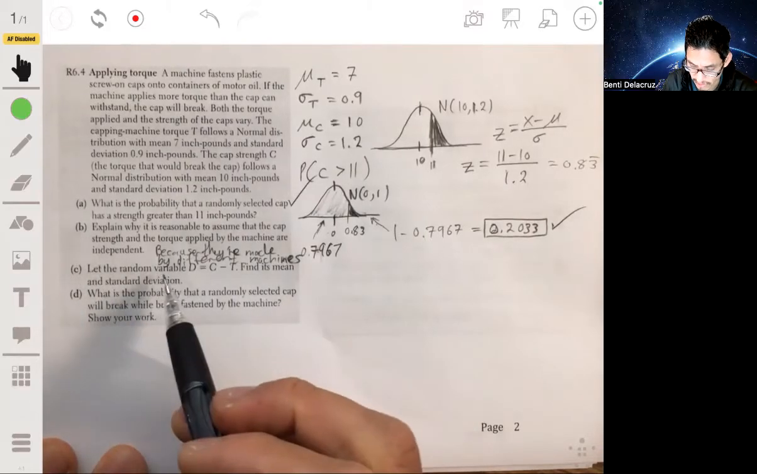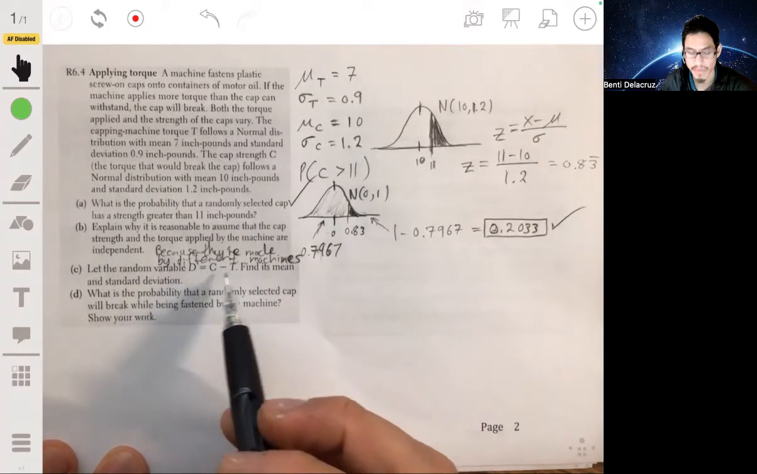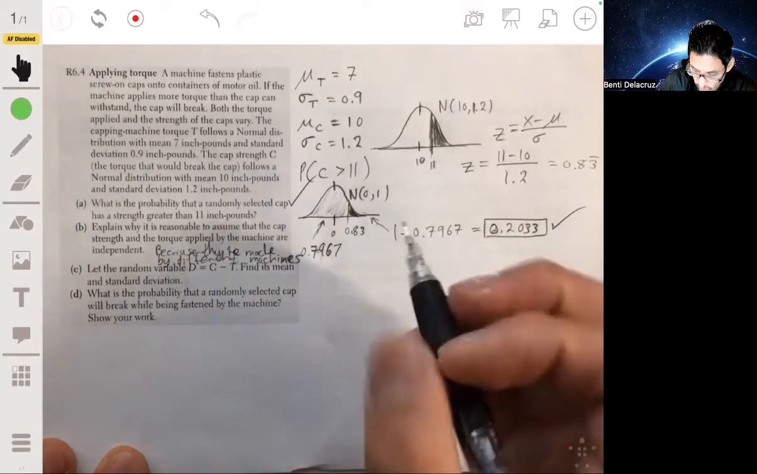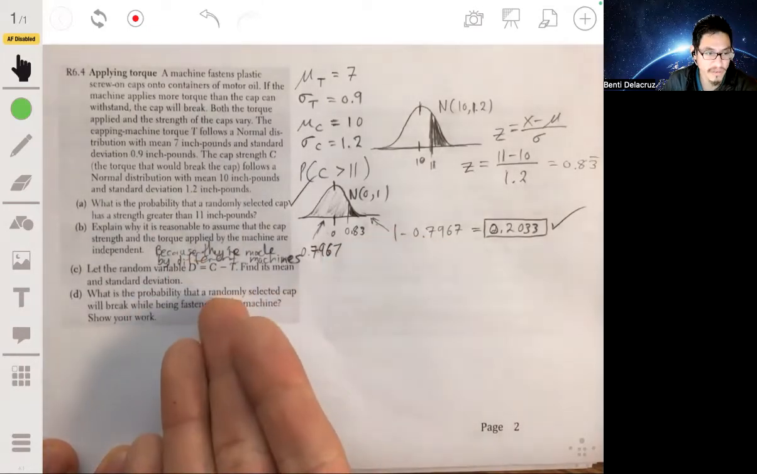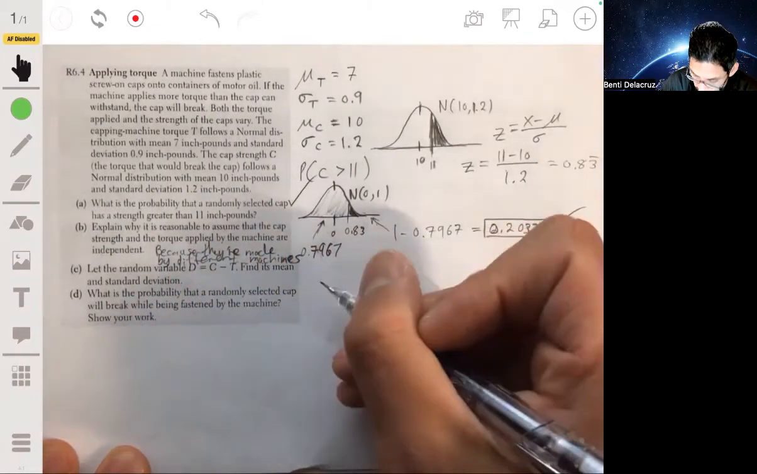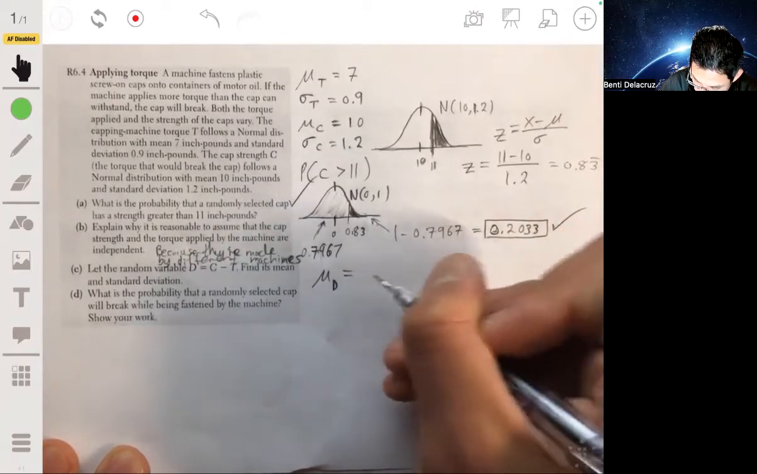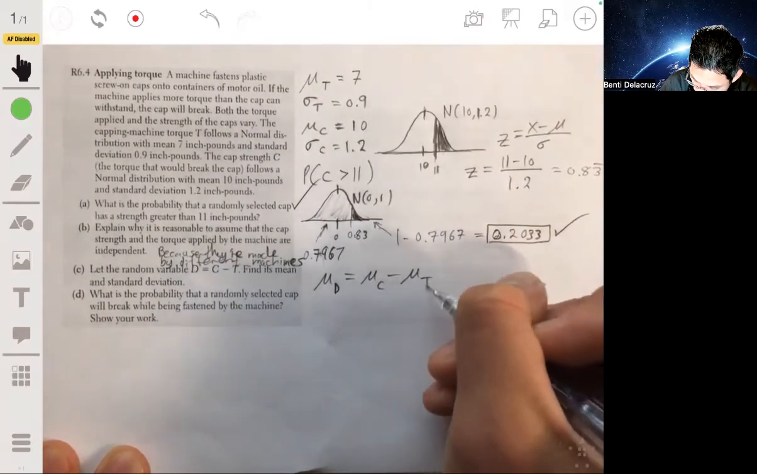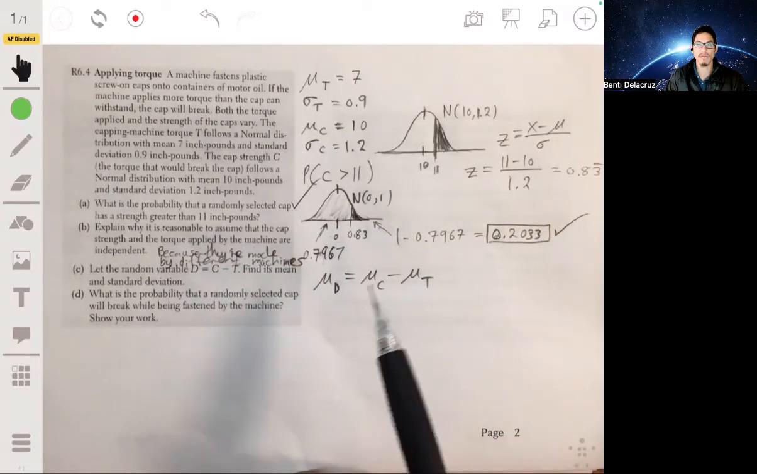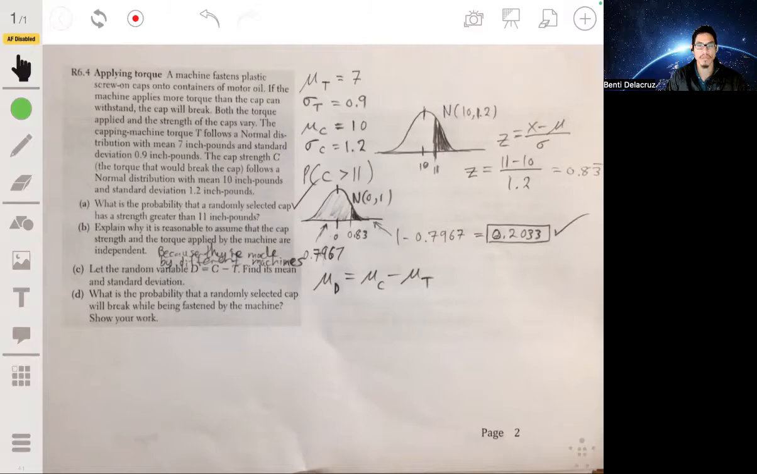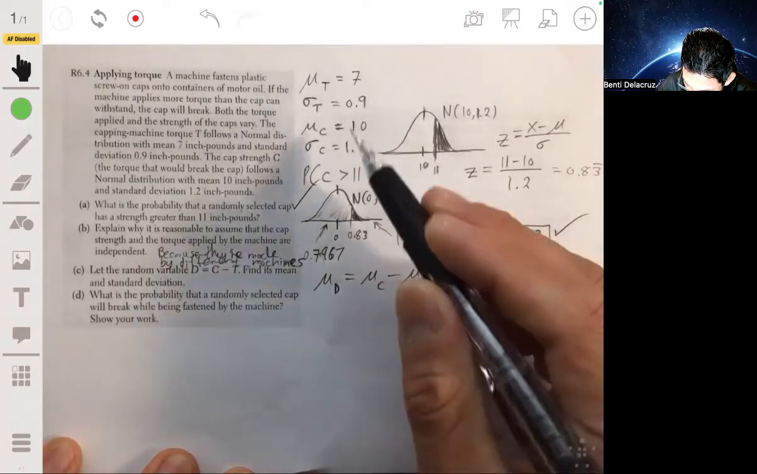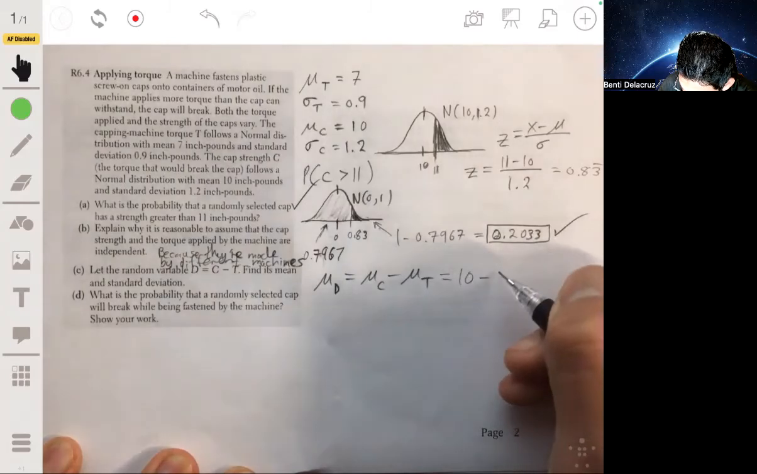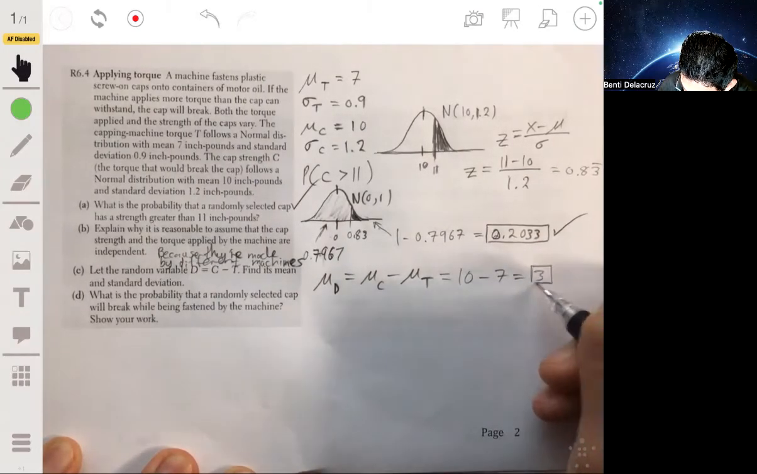So in part C, we have that the random variable D is defined to be equal to C minus T. So we want to find the mean of D and the standard deviation of D. D is basically the difference of C and T, the difference of two random variables. So the mean of D is simply going to be the mean of C minus the mean of T. That's just a property of the differences of random variables. When you're subtracting two random variables, the mean of the differences is just the difference of their means. So the mean of C, 10, minus the mean of T, 7. So the mean of D will be 3.